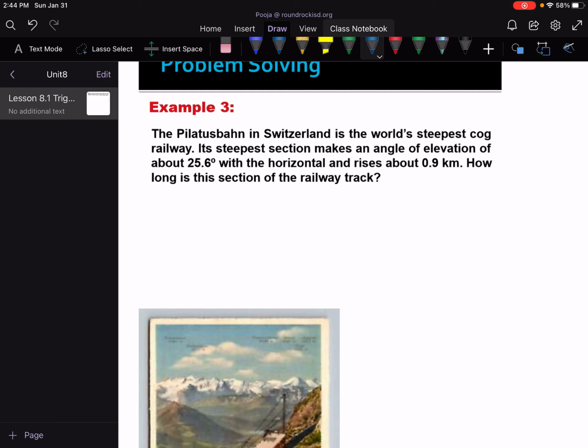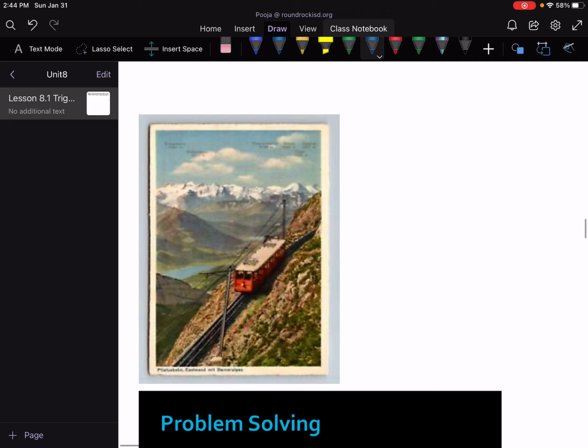Example 3. The Pilatus Bahn in Switzerland is the world's steepest cog railway. Its steepest section makes an angle of elevation of 25.6 degrees, not radians, with the horizontal, and rises about 0.9 kilometers at its steepest section. How long is this section of the railway track? By the way, I got this picture of the Pilatus Bahn cog railway from the internet. It's in Switzerland.